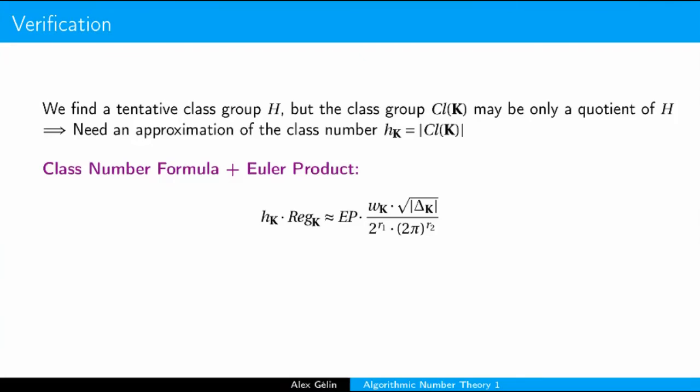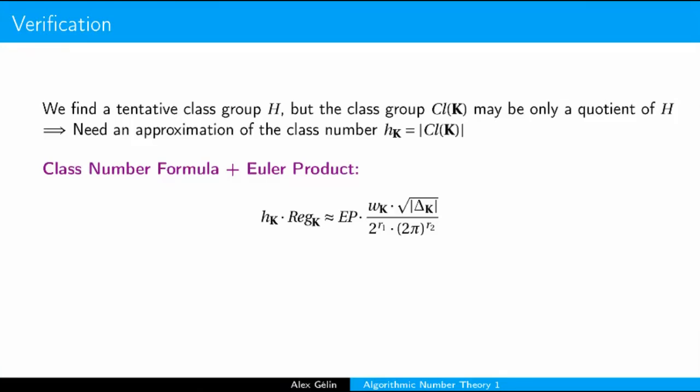So this is the very ugly part of the class number formula, but thanks to Euler products, this can be approximated and computed in polynomial time. After that, we get the number of roots of unity, the square root of the discriminant, and a constant depending on the number of real and complex conjugates. So this can be approximated in polynomial time. And this is an estimation of the class number times the regulator.